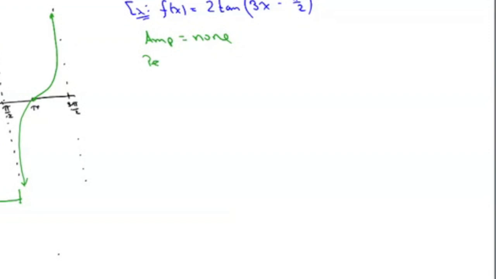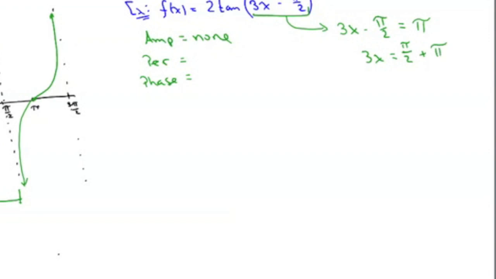So now all I need is a period and a phase shift. You take the inside, go off to the side, and you say 3x minus pi over 2 is equal to pi. Sine and cosine get 2 pi; tangent will get pi. Solve for x, same process. Keep the things separate so you can see which one's a translation and which one's a period. Divide by 3. Pi over 6 and pi over 3.